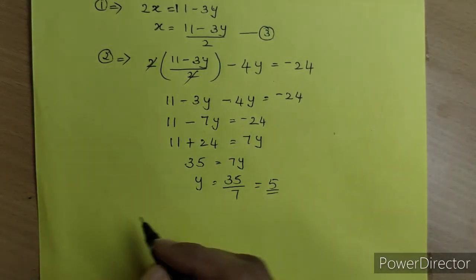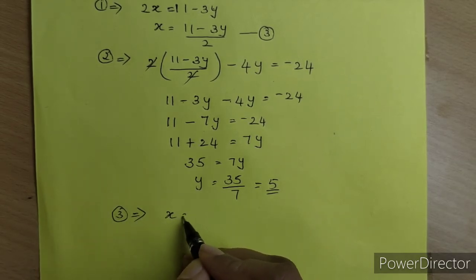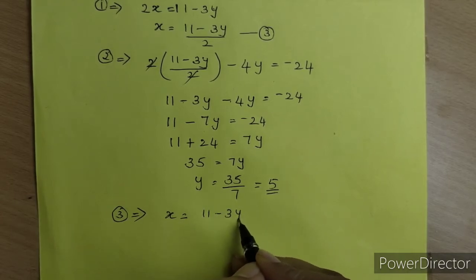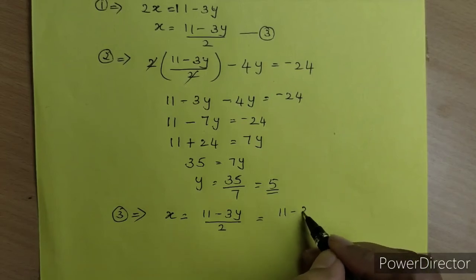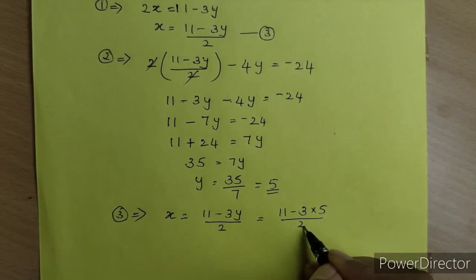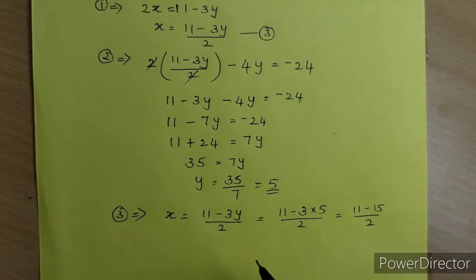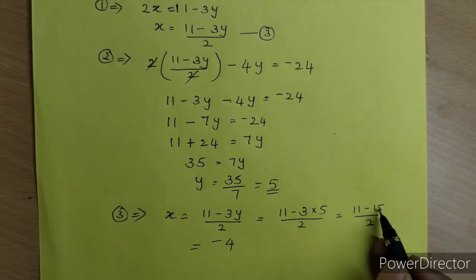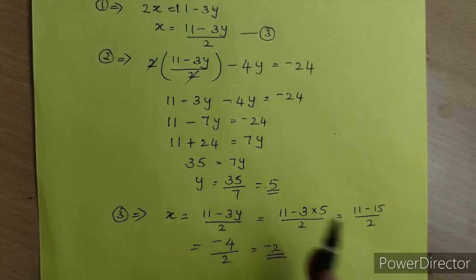Now put this y value in the third equation. So the third gives x is equal to 11 minus 3y by 2, which is equal to 11 minus 3 into 5 by 2, or 11 minus 15 by 2. 11 minus 15, it is minus 4, smaller number minus bigger number, negative, divided by 2, which is negative 2. So x value is minus 2 and y value is positive 5.